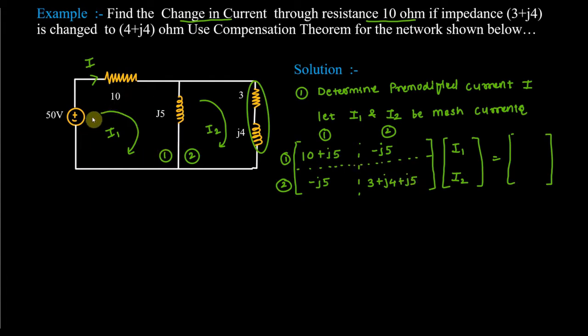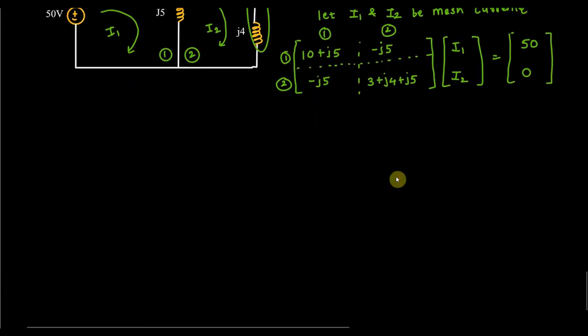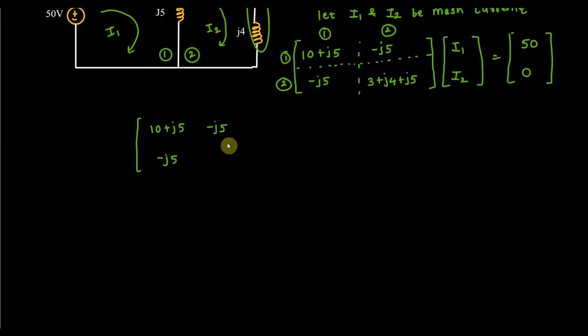And what is the voltage matrix? In the first mesh, there is a voltage whose value is 50 and there is no voltage source in the second one, so that value is 0. So this is the mesh matrices. Now we will arrange the mesh matrices. So this is 10 plus J5, this is minus J5, this is minus J5 and this will become 3 plus J5 plus J4, which is J9. The rest of the things are as they are.